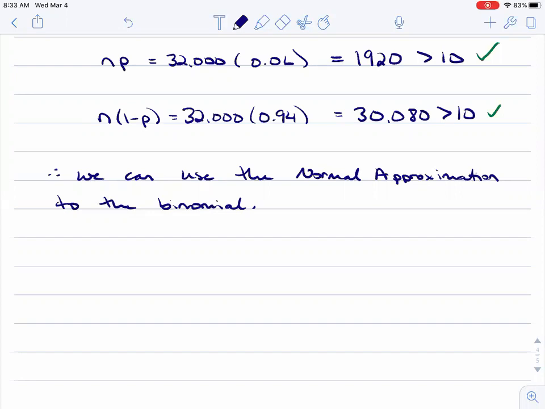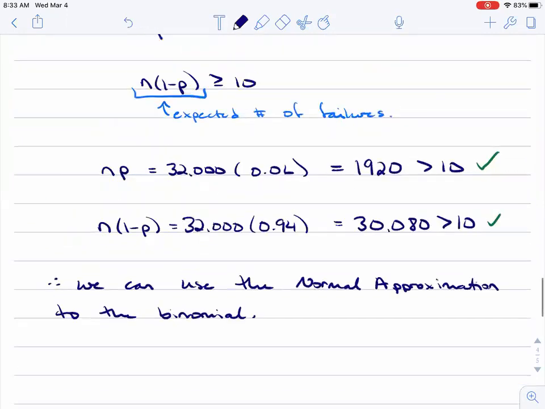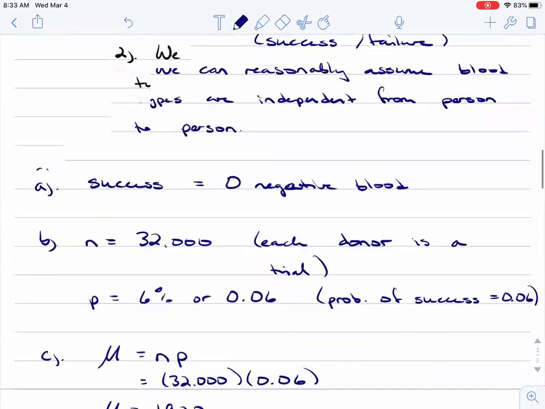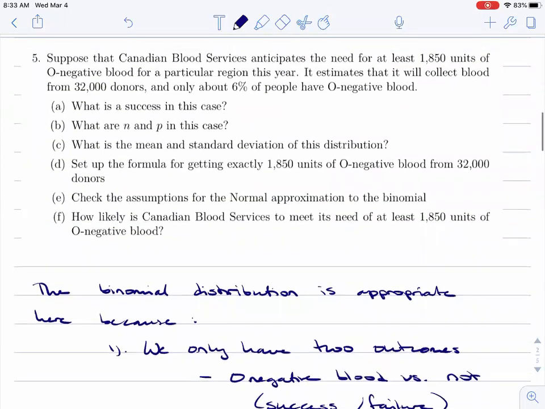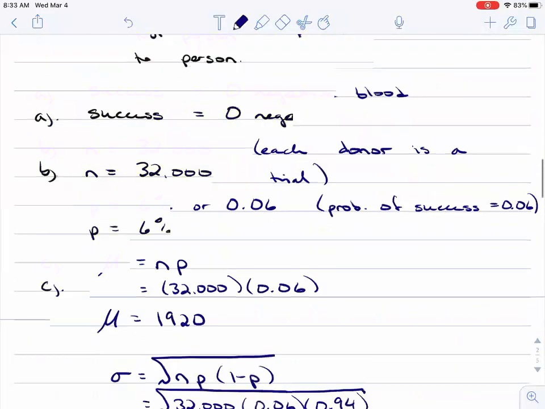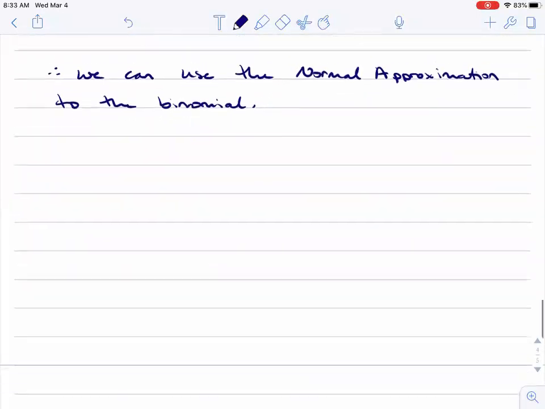So guess what we're going to do in part F? We're going to use the normal approximation. So where are we here? We want to know how likely is, so that translates to what's the probability, right? So we want to find the probability that we have at least 1,850 units of O-negative blood. We've checked that we can use the normal distribution, right? So we know the shape, we found the mean already, we know the standard deviation, so we have everything that we need. So let's just plop it down.